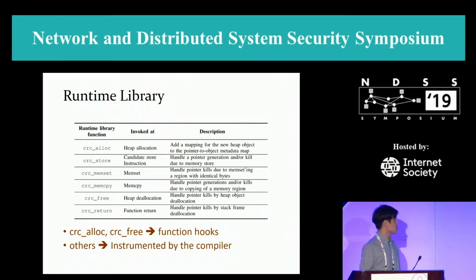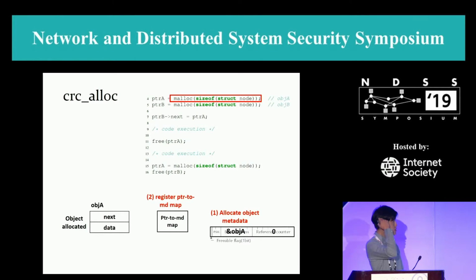Now, for the runtime library, I'm only going to introduce 3 of the runtime library function calls and explain what they do. So first, CRC alloc is called whenever malloc is called, and when the object is allocated, it allocates the object metadata and initializes the reference count to 0. And after that, we register the object metadata to the pointer-to-metadata map.